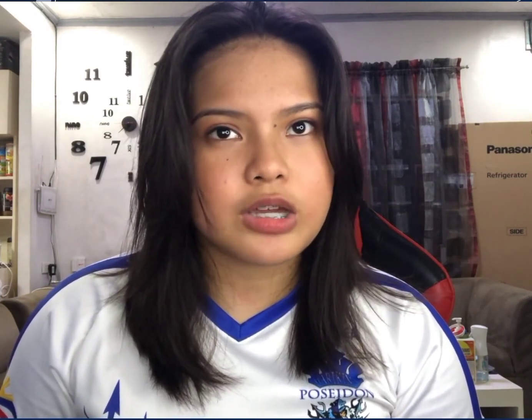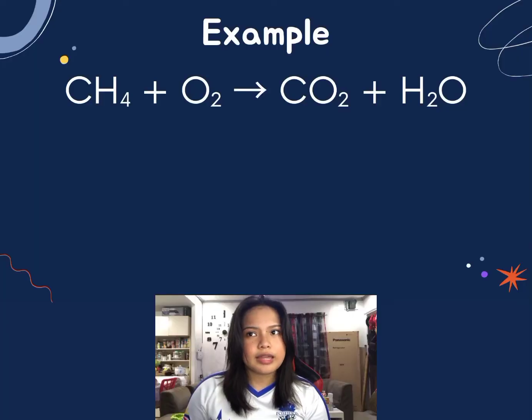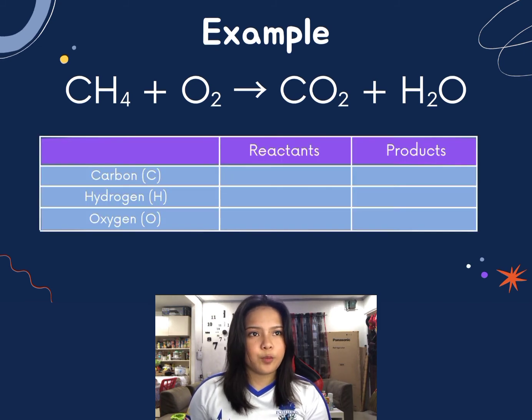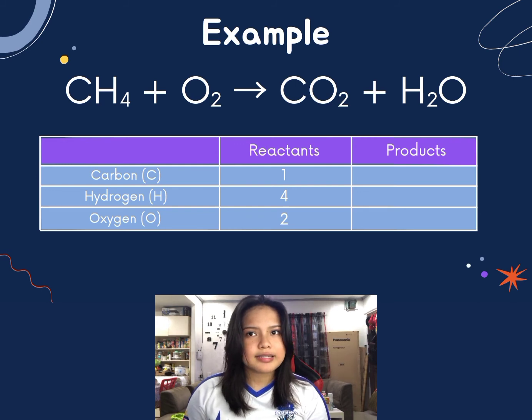Now let's learn how to balance a chemical equation. In order to balance a chemical equation, the reactants and the products of each element need to be equal. Let's use this chemical equation as an example. Methane and oxygen yields carbon dioxide and water. First, let's count the reactants. Carbon has 1, hydrogen has 4, and oxygen has 2. Next, let's count the products. Carbon has 1, hydrogen has 2, and oxygen has 3.